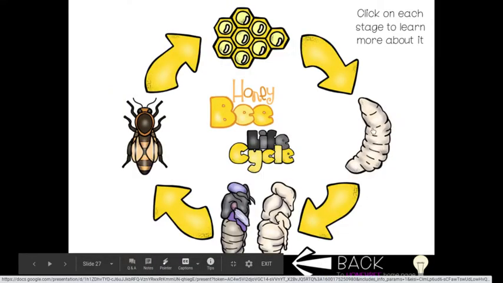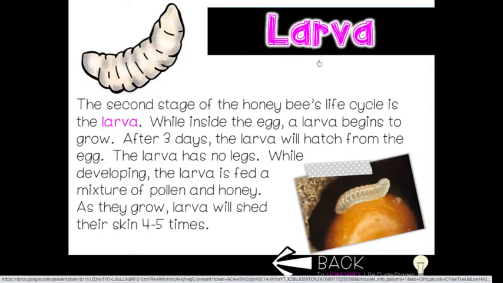The next stage of the life cycle of a honeybee is the larva. The second stage of the honeybee's life cycle is the larva. While inside the egg, a larva begins to grow. After 3 days, the larva will hatch from the egg. The larva has no legs. While developing, the larva is fed a mixture of pollen and honey. As they grow, larvae will shed their skin 4 to 5 times.